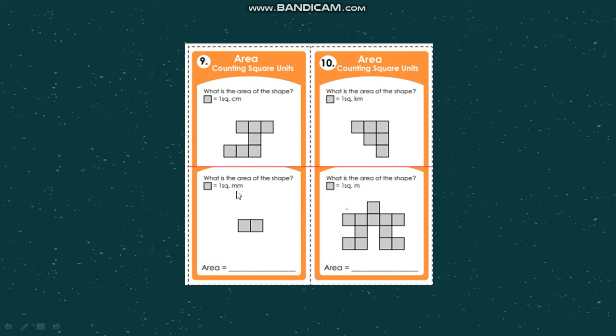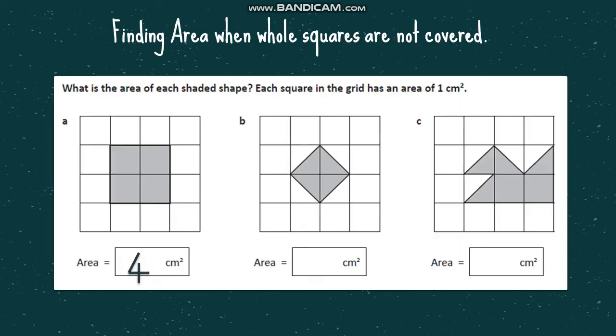Here they have said 1 square is 1 square millimeter, so the area of this is 2 square millimeter. Here they have mentioned meter, so the area of this particular shape is 1, 2, 3, 4, 5, 6, 7, 8, 9, 10, 11 and 12. So 12 square meter is the area of this particular shape.